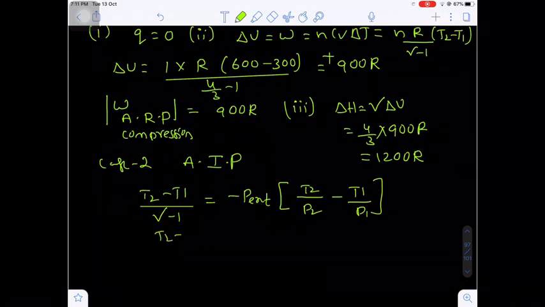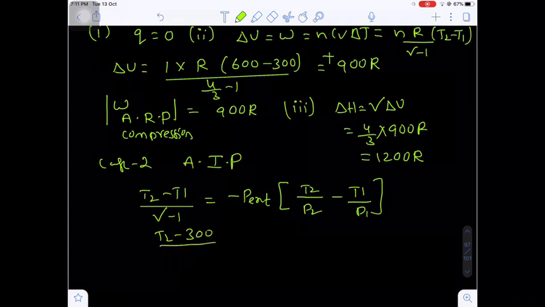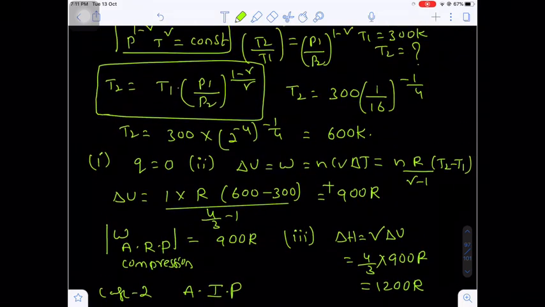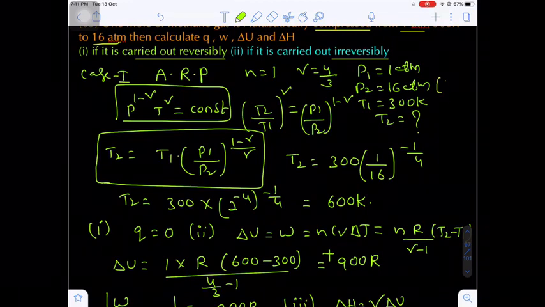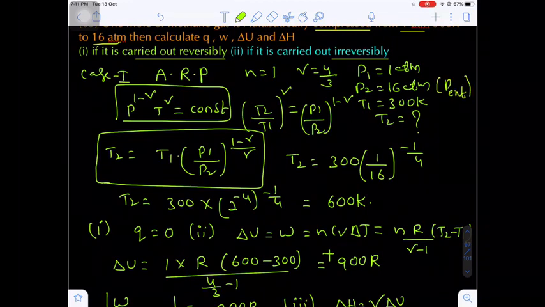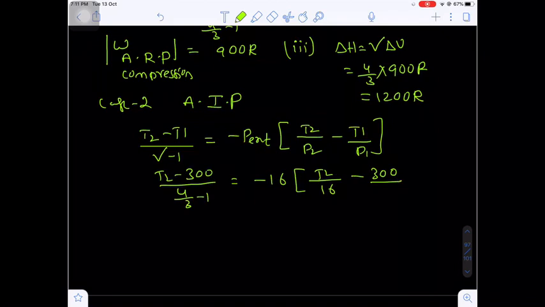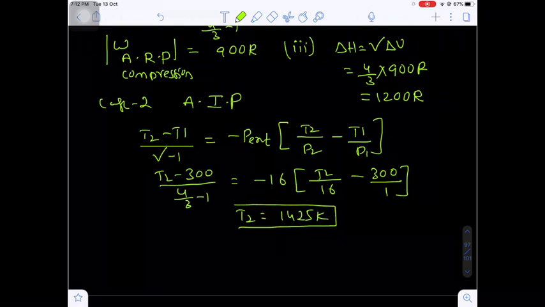Okay. Now T2 value is to be calculated, T1 is 300 Kelvin, gamma minus 1 will be 4 by 3 minus 1. P external, now here the final pressure is the P external. What is the final pressure? P2. P2 indirectly we can use as P external. So T2 is to be calculated, divided by 16. T1 will be 300 and P1 will be 180. Are you getting my point? With the help of this, I am finding the final temperature, that will be 1425 Kelvin. You see here, 1425 Kelvin.